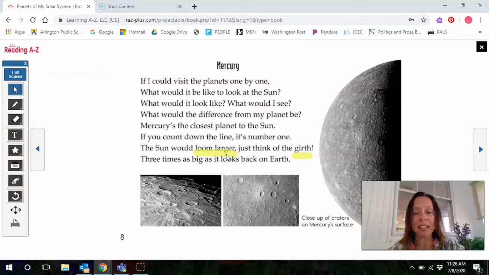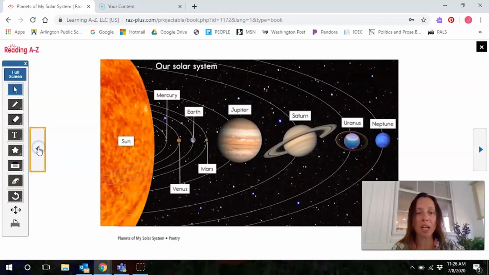And it also says just think of the girth. The girth is its circumference. When you measure around something, like think about when you put on your pants around your waist. That is your girth. That is the size you are around your waist, around your body. So I want to go back to this picture. Look at the sun. It's 3 times the size as Earth. And look at little Mercury. The sun is looming larger than it.